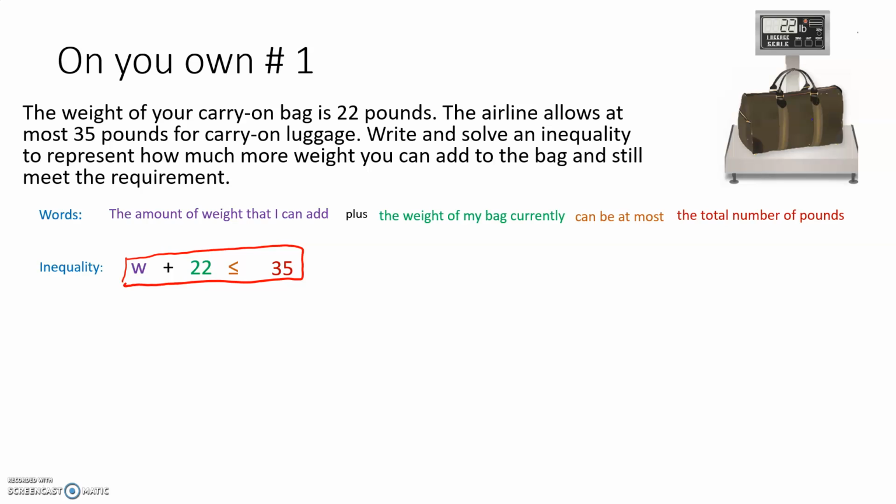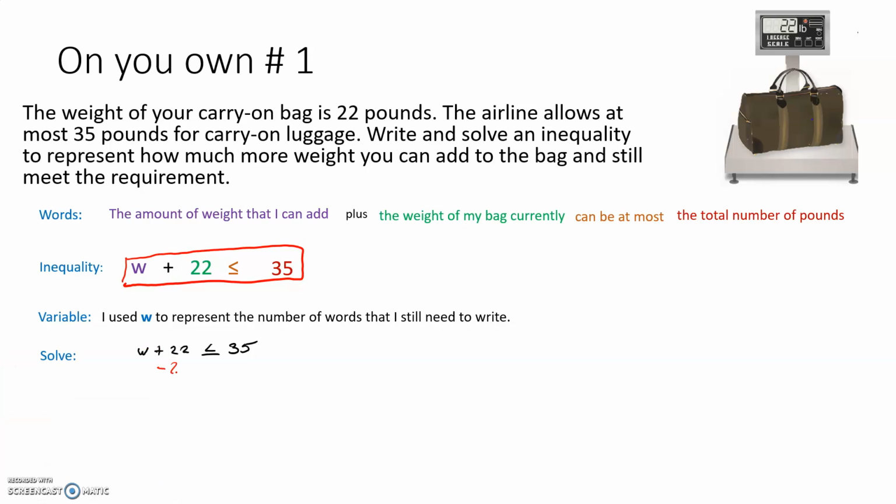Now the next thing I need to do is solve the word problem, and I used W as my variable. To solve it, I'm going to rewrite the problem: W plus 22 is less than or equal to 35. Now I need to solve it by doing the inverse operation. So I take away 22, 22 minus 22, and W comes down, less than or equal to 13. So that is my inequality.